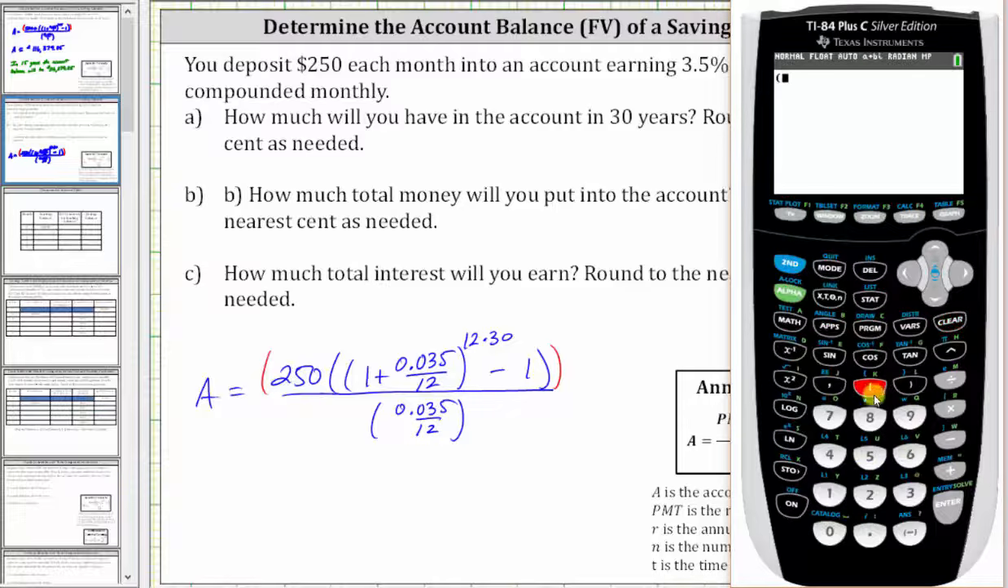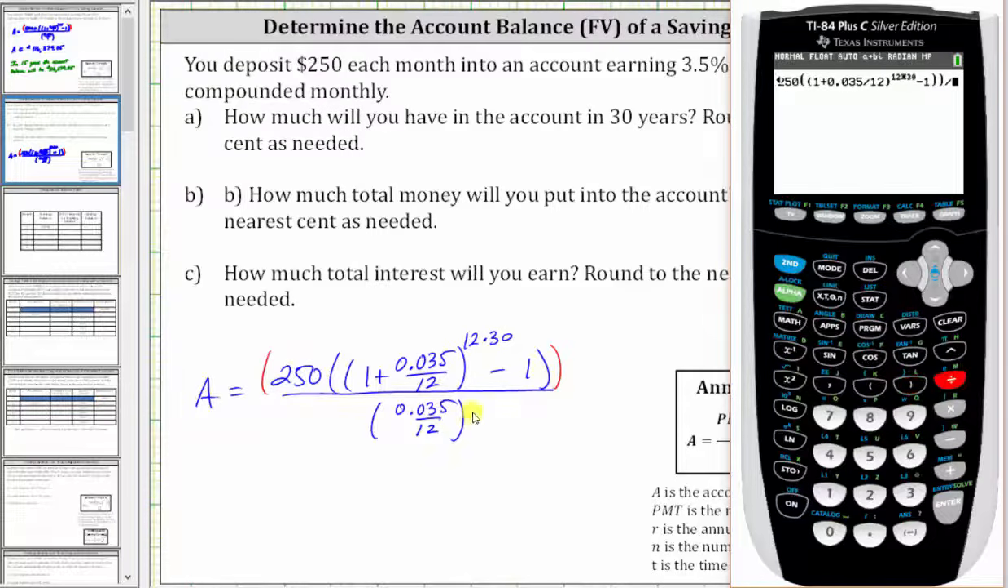We have open parenthesis 250, open parenthesis, and then 1 plus 0.035 divided by 12, close parenthesis. This is raised to the power of 12 times 30, which is 360. So we press the exponent key, and we can enter 360, or we can enter 12 times 30. Let's enter 12 times 30. And now we press the right arrow to exit the exponent, and then we have minus 1, and then close parenthesis, and then another close parenthesis for the numerator.